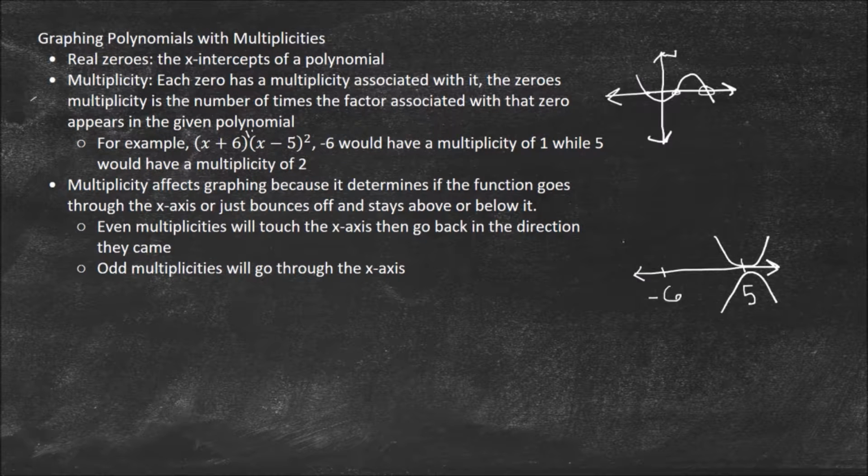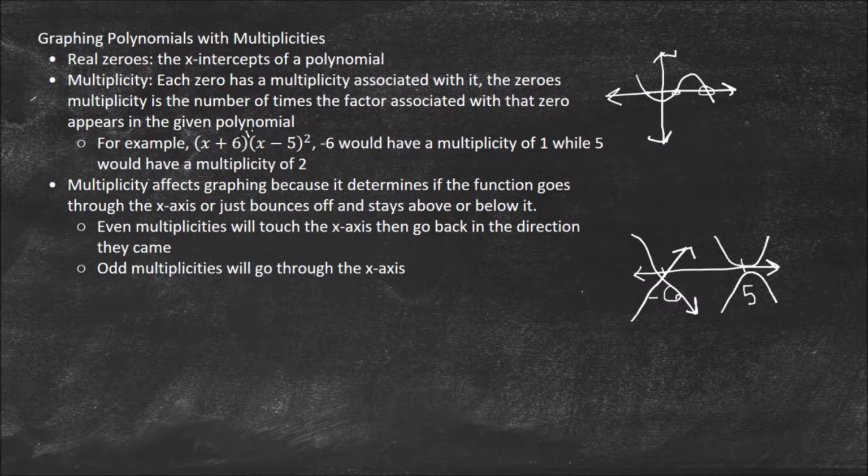Then for an odd multiplicity, it's just going to go through the x-axis. So if it's starting out below, it's going to go straight through when it touches negative 6. And when it's starting out above, it's going to go straight down when it touches negative 6. So that's how we can tell where it's going to go based on multiplicity.